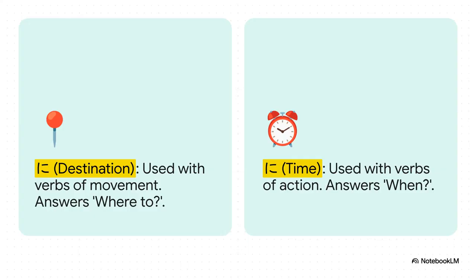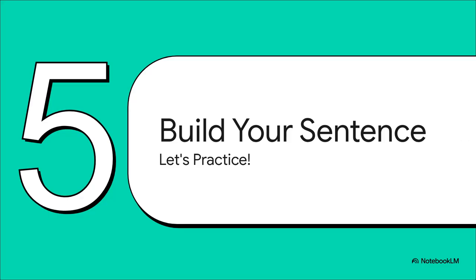Okay, so you might be wondering, how do I tell which job ni is doing? Well, it's all about context, and it's easier than it sounds. If you see a verb about movement, like go or return, then ni is answering where to. But if you see it attached to a time word with pretty much any other kind of action, it's answering when. All right, our toolkit is officially loaded. You've got the tools, you know what they do, so now it's time to actually use them. Let's build some sentences. You ready?